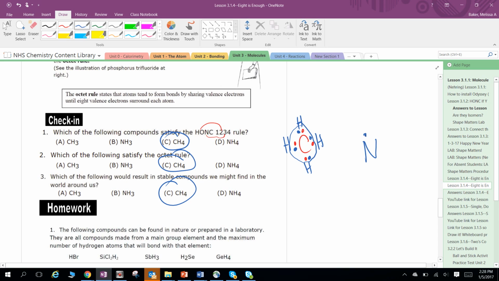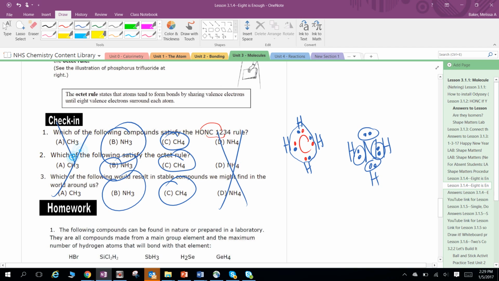For the nitrogen, nitrogen's in group 5A. That means it has 5 valence electrons. So it has 3 lonely electrons. So you can see NH4 would not work out because there's already this lone pair there. And this makes nitrogen very happy because now it has the great 8. The other ones would not work out.